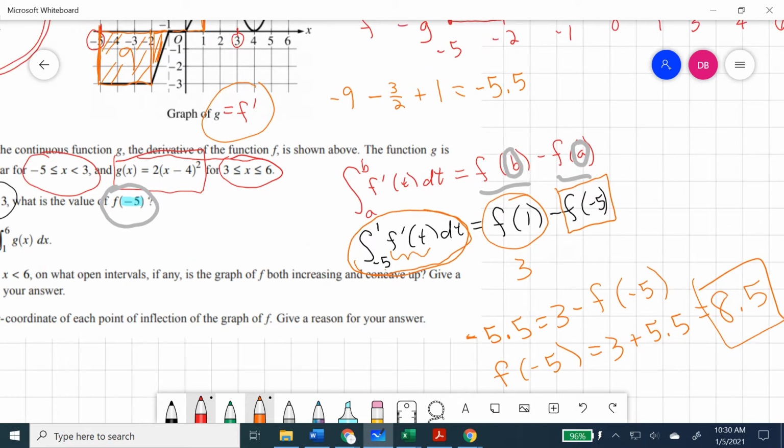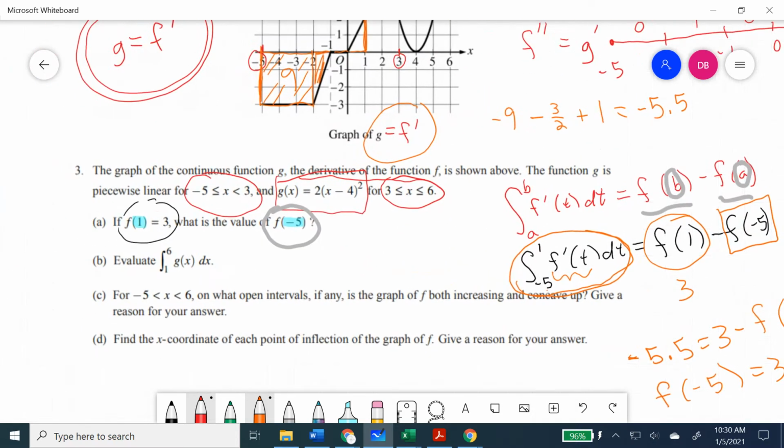Now I want to go back and look at the question, make sure that I actually answered it and gave everything that they asked for. All it's asking me is for the value of f of negative 5. So that's all I needed to do. Now I'm going to grab the answer and bring it over real quick.